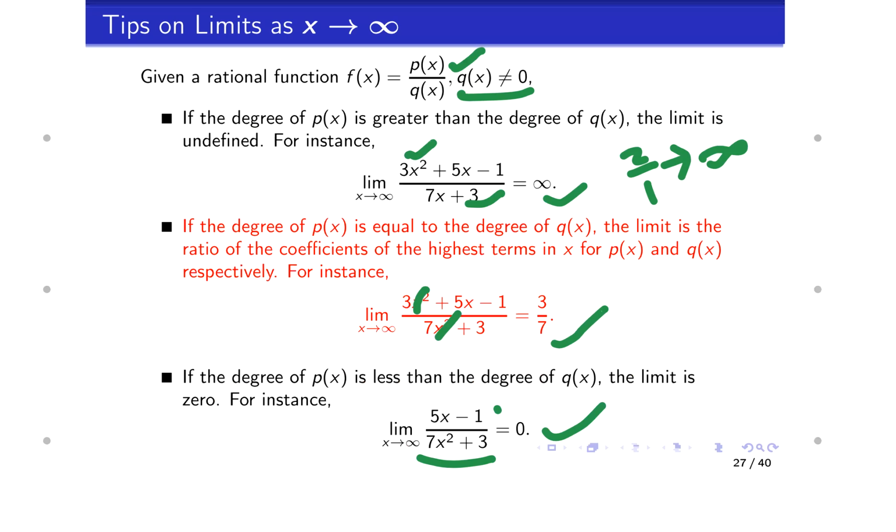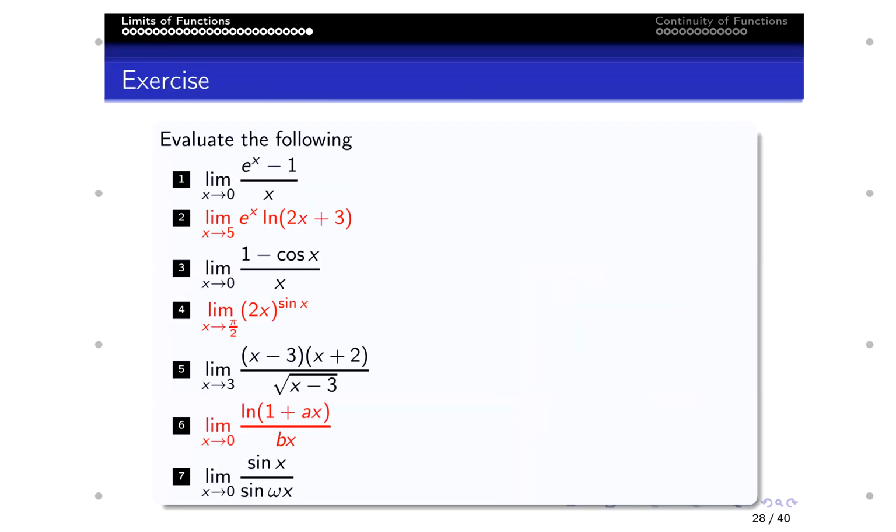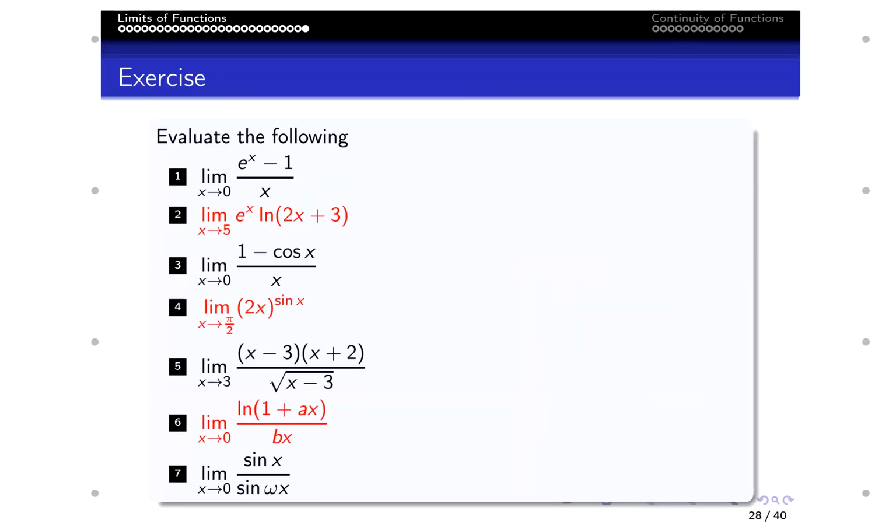So with that, we come to the end of limits of functions of real variables. So here you have some questions to try your hands on. Evaluate the following. Number one, limit of e raised to the power x minus 1, divided by x. Of course, you already know, substitute directly and try. Then again, this is limit of e raised to the power x multiplied by ln of 2x plus 3. Then you have limit of 1 minus cos x over x. You have limit of 2x raised to the power sine x as x approaches pi over 2. And you have this, and you have all that. Try your hands on them and see how well you understand all I've been saying.